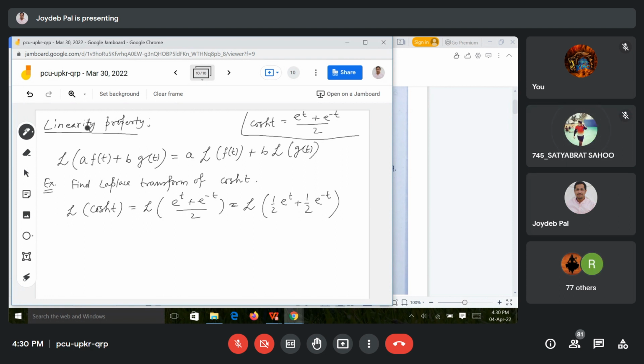Now is it not of the form a into f(t) plus b into g(t)? So what can I write? A constant can be written outside the transformation. 1 by 2 L of e to the power t plus 1 by 2 L of e to the power minus t. Like in differentiation also, a constant can be taken outside the differentiation. Differentiation also follows the linearity property: d/dx of f(x) plus g(x) can be written as d/dx of f(x) plus d/dx of g(x).